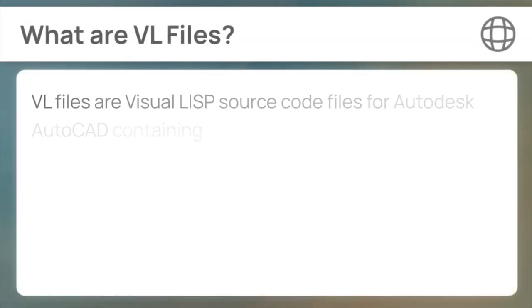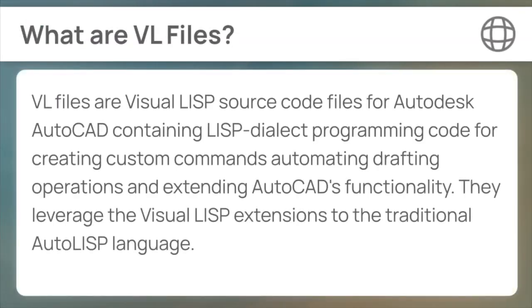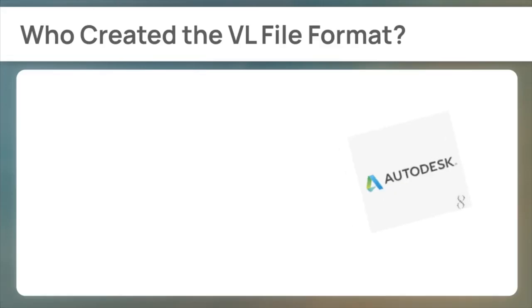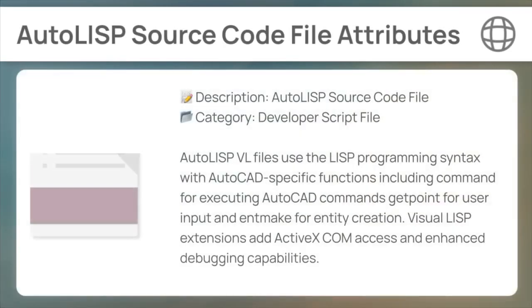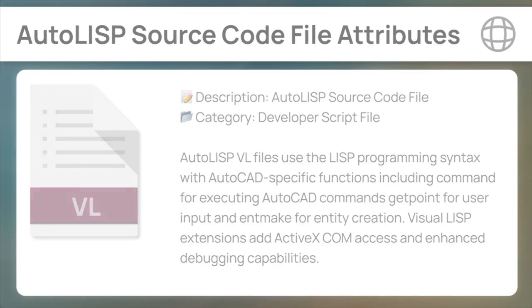VL files are Visual LISP source code files for Autodesk AutoCAD containing LISP-dialect programming code for creating custom commands, automating drafting operations and extending AutoCAD's functionality. They leverage the Visual LISP extensions to the traditional AutoLISP language. AutoLISP VL files use the Lisp programming syntax with AutoCAD-specific functions, including command for executing AutoCAD commands, getpoint for user input, and entmake for entity creation. Visual LISP extensions add ActiveX COM access and enhanced debugging capabilities.